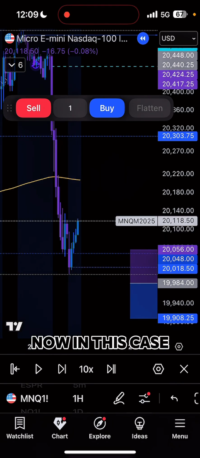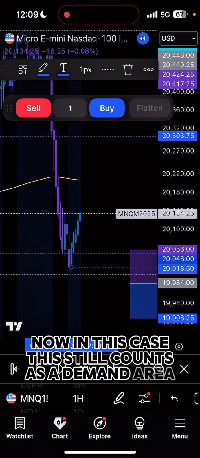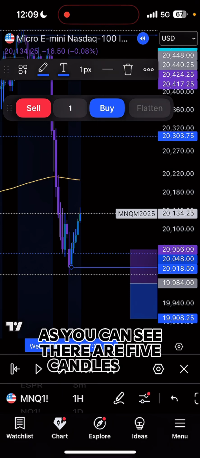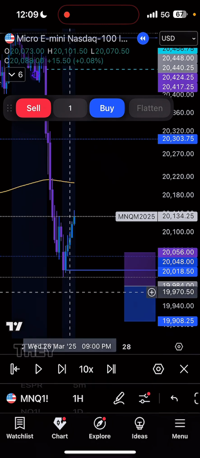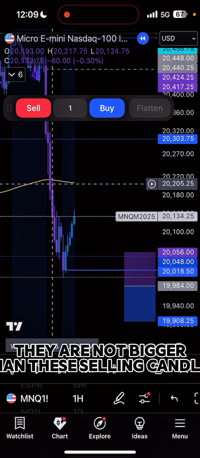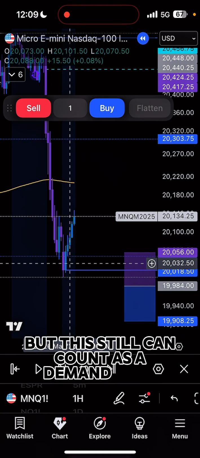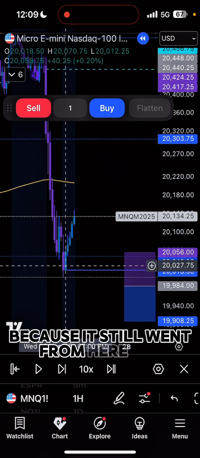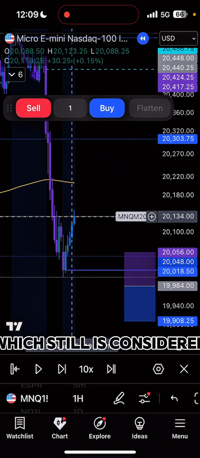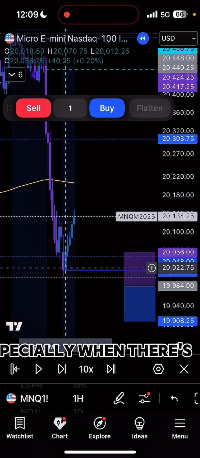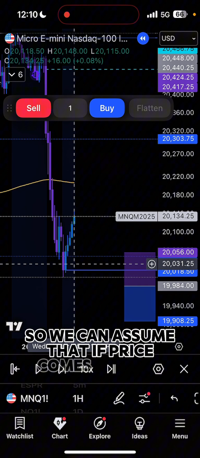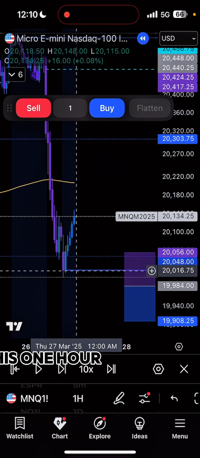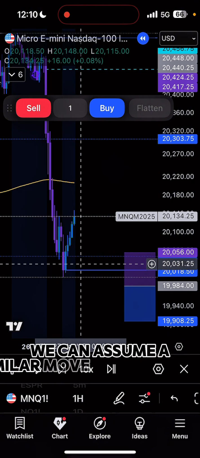Now, in this case, this still counts as a demand area. As you can see, there are 5 candles in a row. However, they are not bigger than these selling candles, but this still can count as a demand zone because it still went from here all the way up to here, which is still considered somewhat of a big move, especially when there's no pullback. So we can assume that if price comes back to this area right here, this 1 hour demand zone, we can assume a similar move should happen.